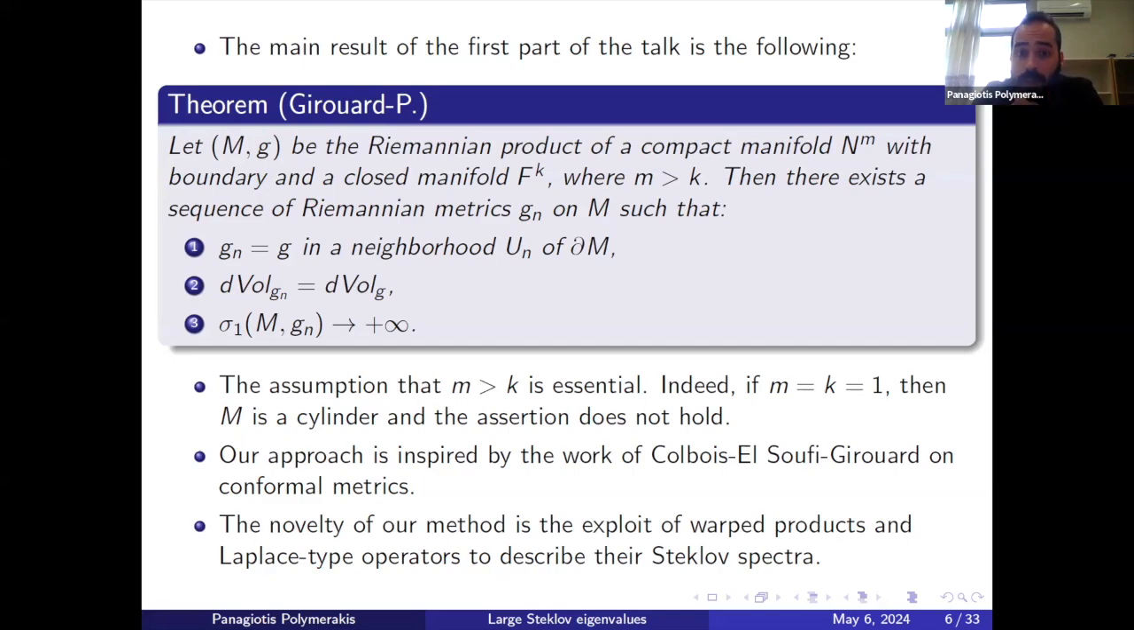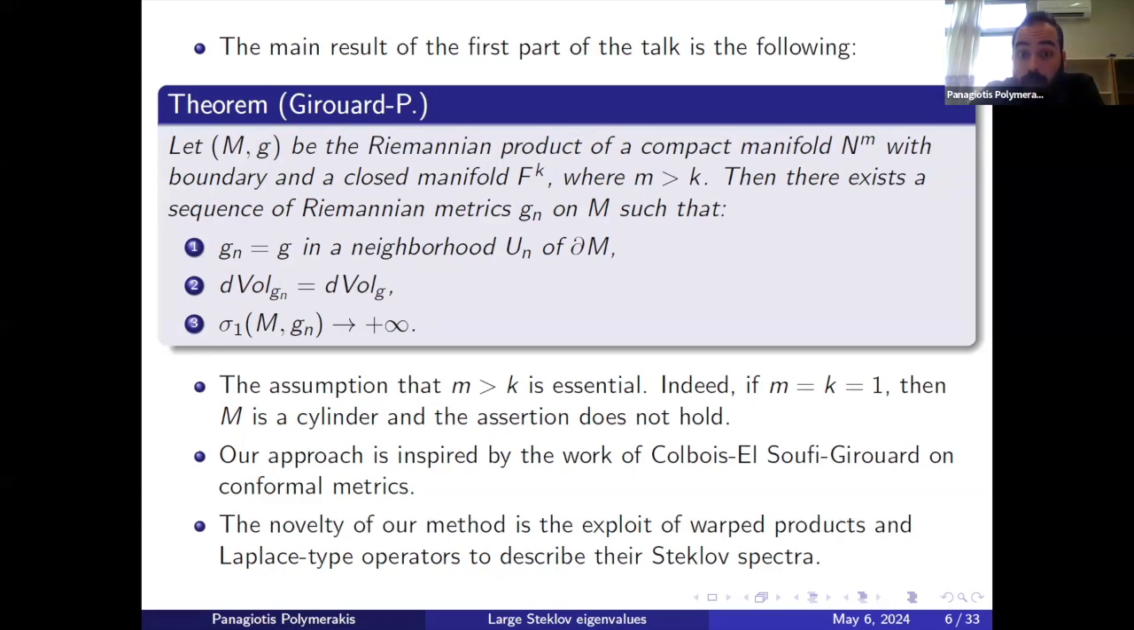It's worth pointing out that our assumption on the dimension of the factors is very important. For instance, if both factors are one-dimensional, so we have an interval times a circle, then the product is a cylinder, and of course the assertion does not hold in this case.